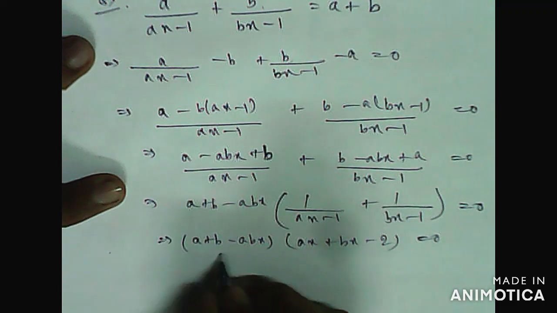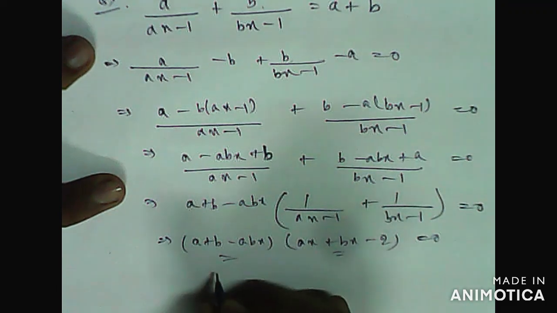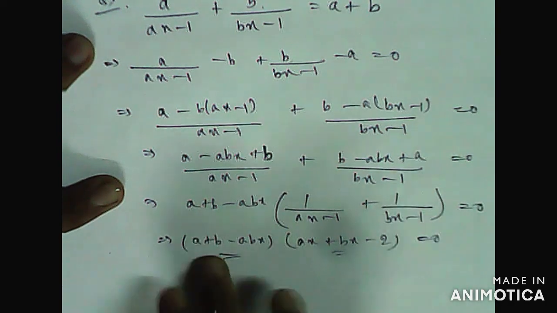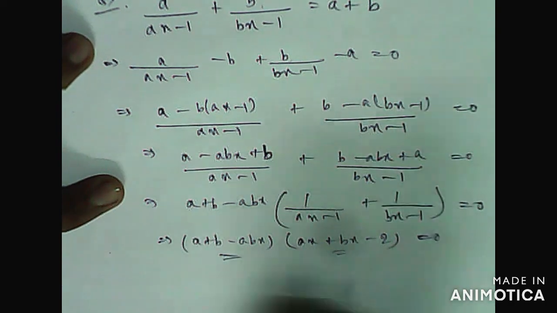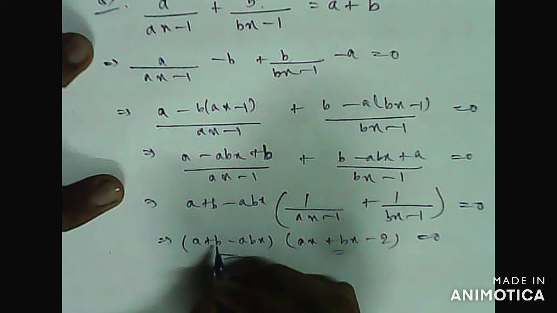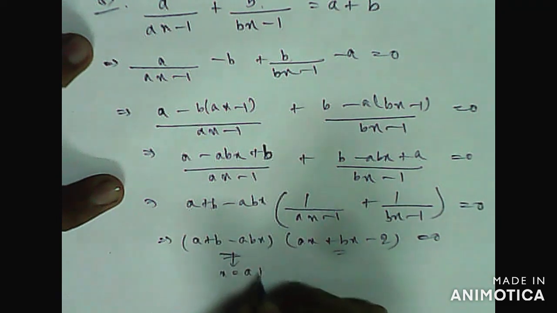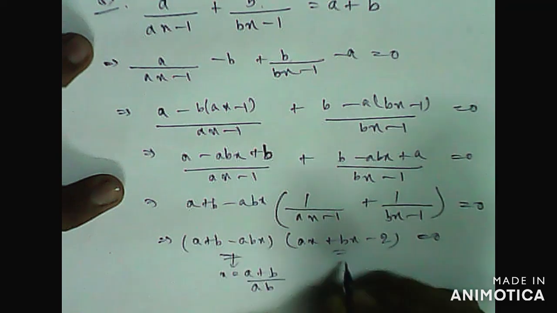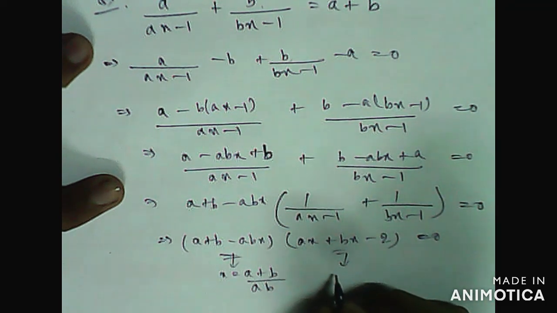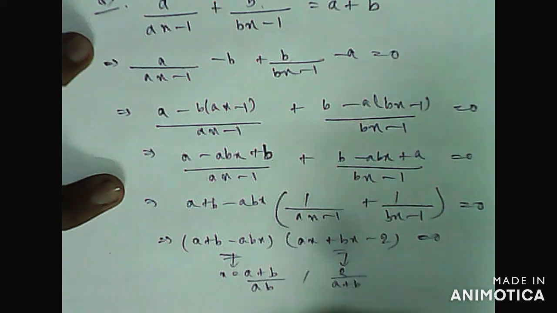Now see, you will have two values of x from here. Since the multiplication comes to 0, either this is 0 or this is 0. So when you take this as 0, we will have x is equal to a plus b by ab. And when you take this as 0, you will have x is equal to 2 by a plus b, right? So you have these two answers to this equation.